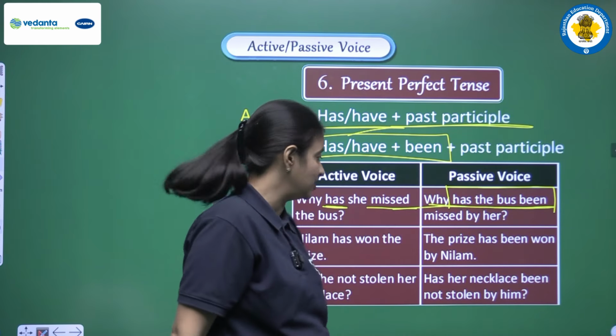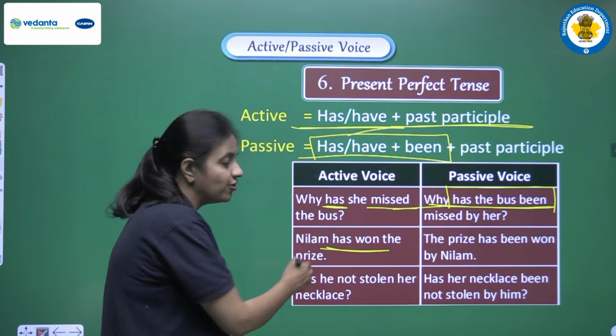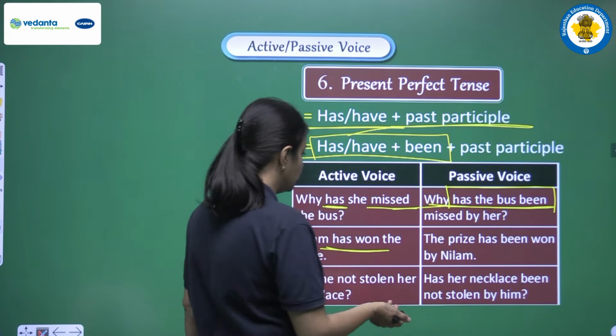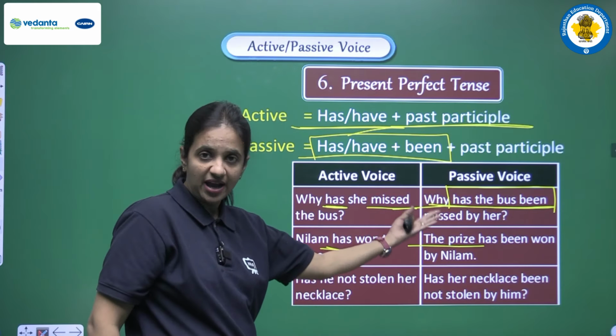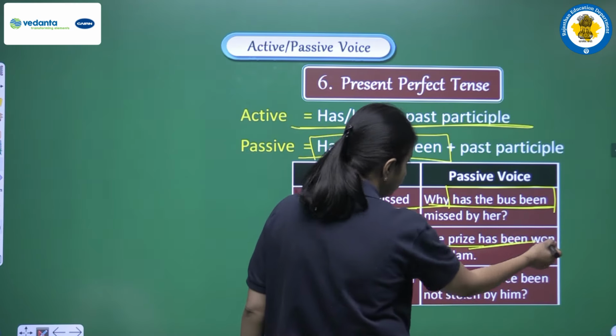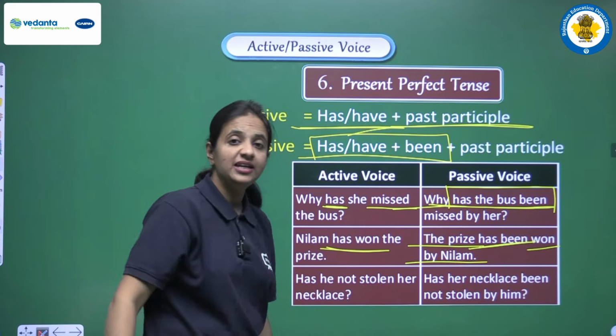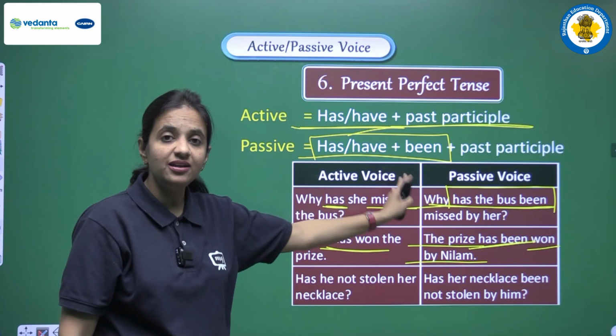This is the structure. Next is Neelam has won the prize. Has plus third form present perfect tense. So here our answer will be object is prize. So first of all we will write prize. Prize is a singular one. So we will write has been third form won by Neelam. So our answer will be the prize has been won by Neelam.